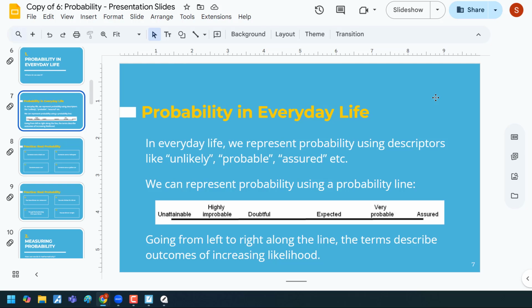Probability in everyday life. In everyday life, we represent probability using descriptors like unlikely, probable, assured, etc. We can represent probability using a probability line. Going from left to right along the line, the terms describe outcomes of increasing likelihood. Basically, probability is just how likely something's going to happen.